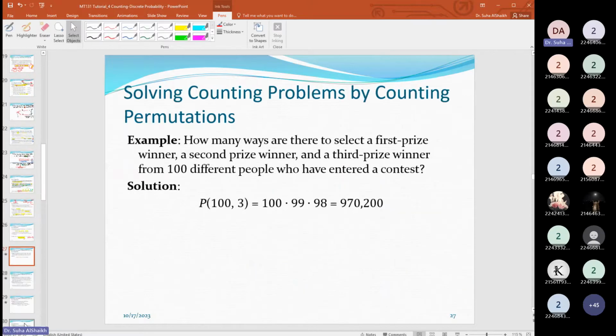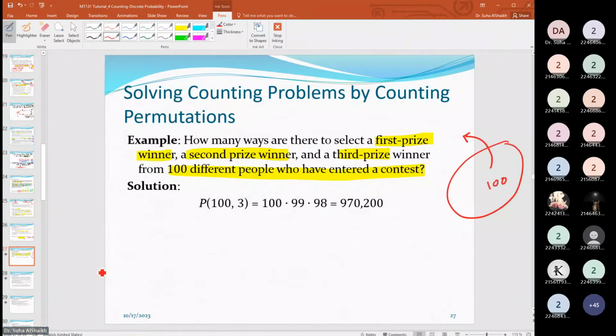Now here we have this example. Now how many ways are there to select a first prize winner, a second prize winner, and a third prize winner from 100 different people who attend a contest. فواضح I'm talking about إن أنا عندي 100 شخص بختار منهم كم شخص هنا؟ Who can tell me? How many persons out of this 100 I'm choosing? I'm choosing 3 of them صح؟ بختار 3 أشخاص.